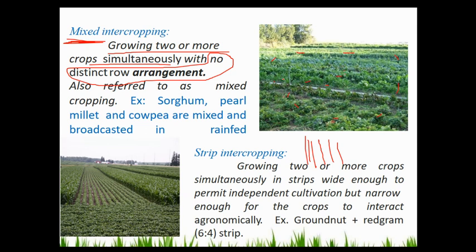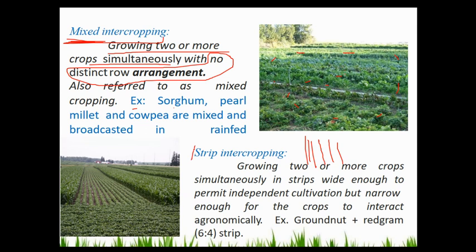See here, two, three crops are there. I don't have any proper rows. Simply I have mixed the crops and broadcast them in my field, so there is no distinct row arrangement. That is mixed intercropping. The example is sorghum, pearl millet and cowpea mixed and broadcast in my rain-fed area. Simply I have mixed those seeds and broadcast them in my area. They are growing without row proportion. That is called mixed intercropping.